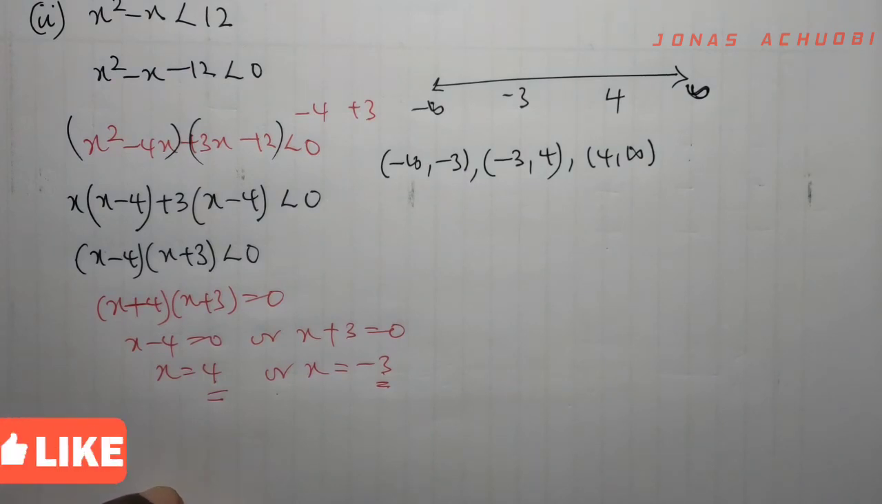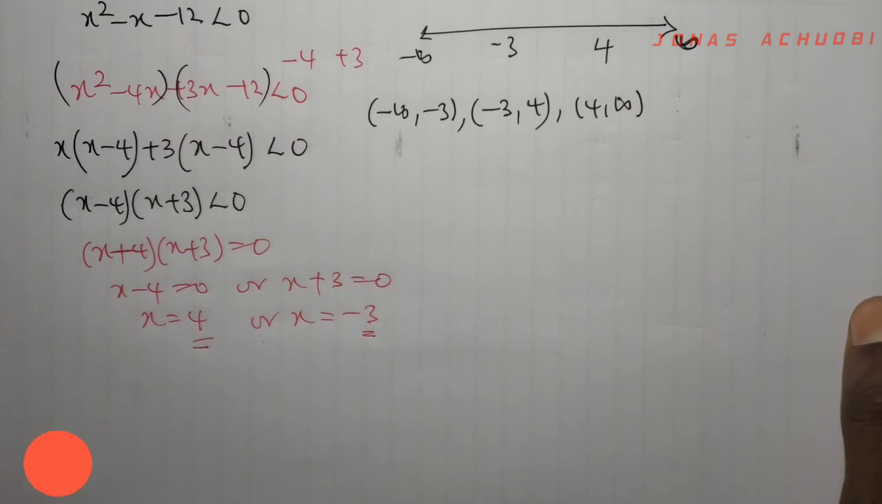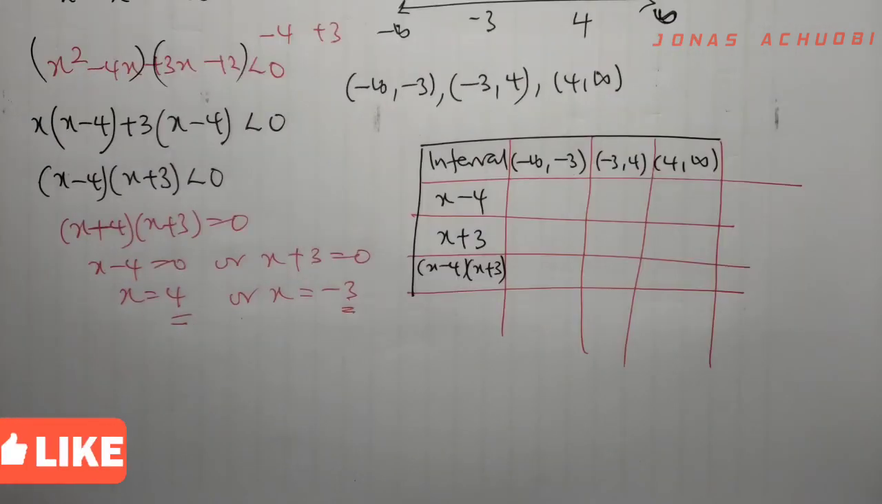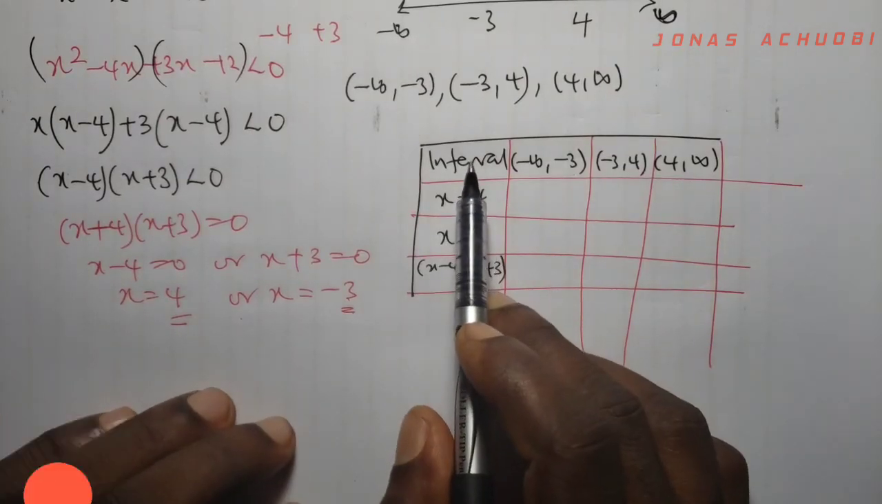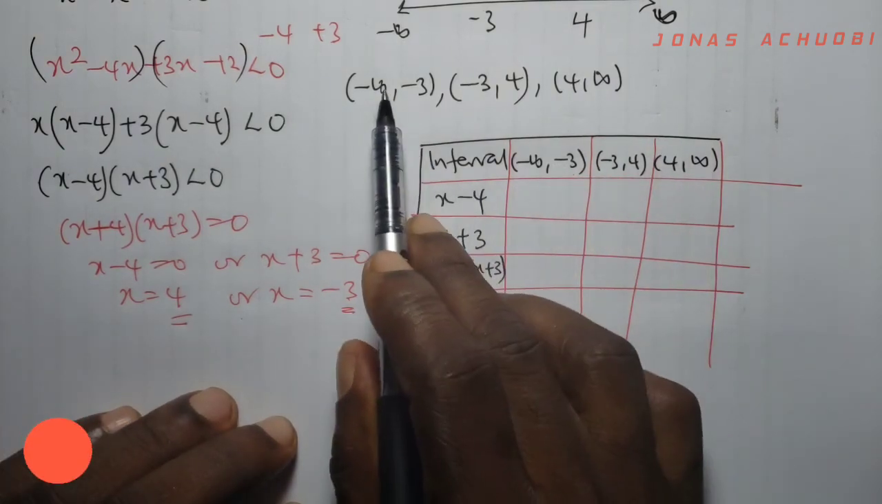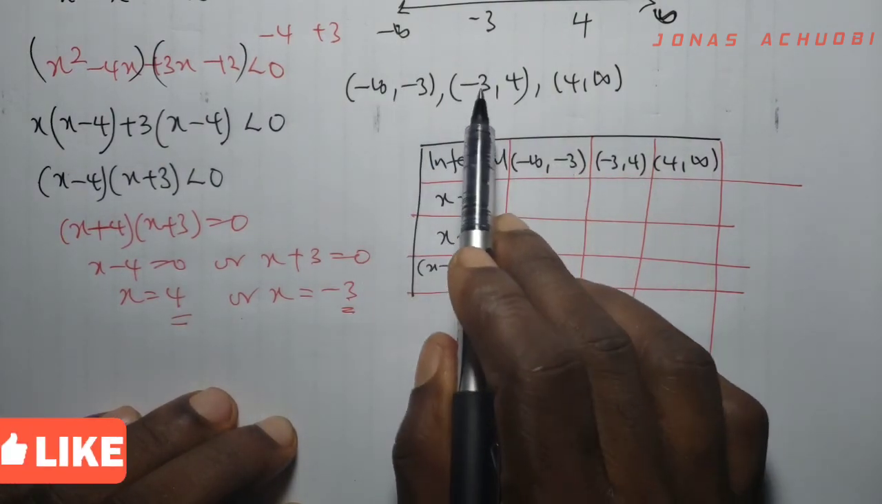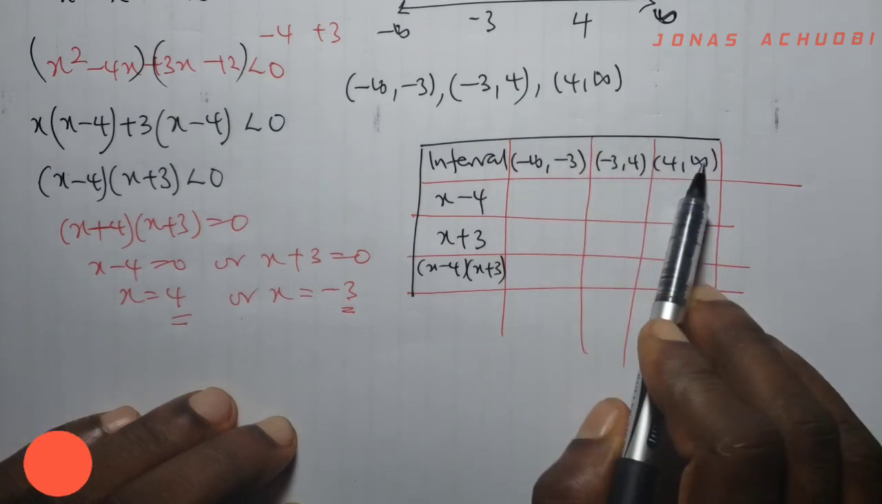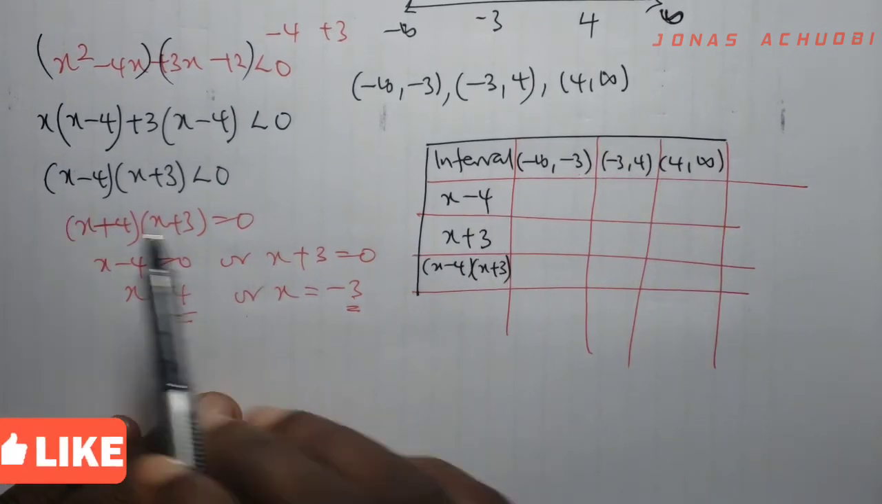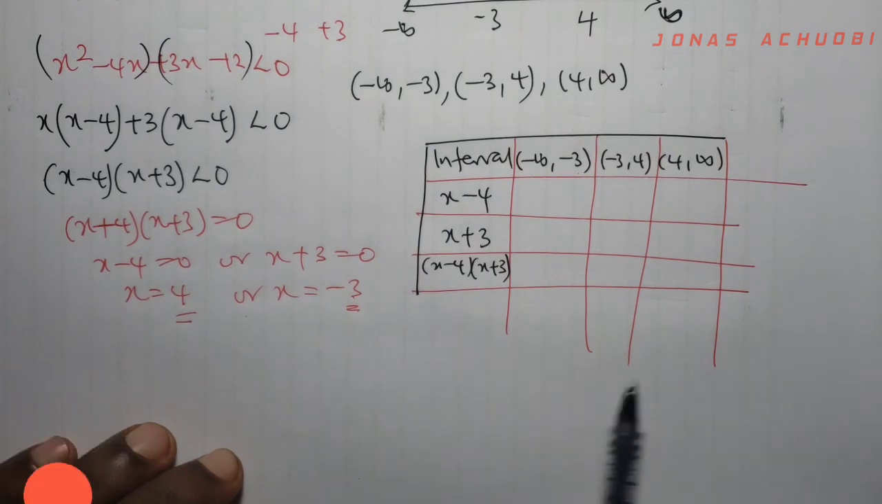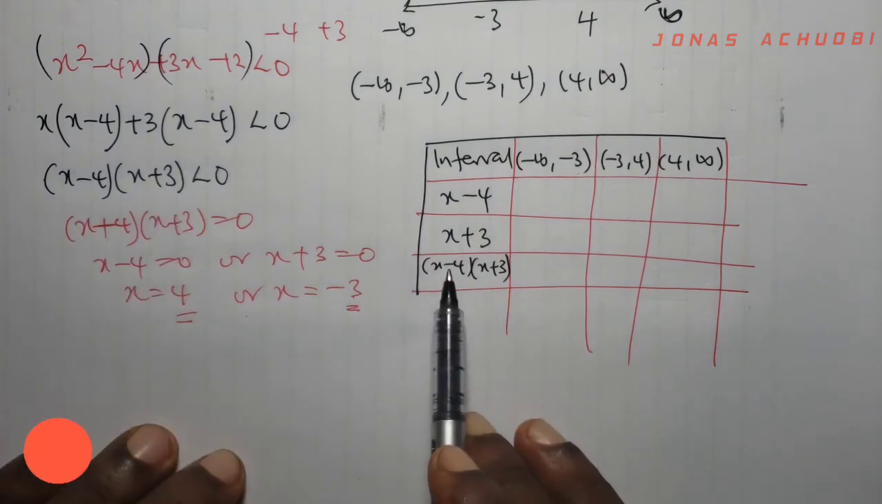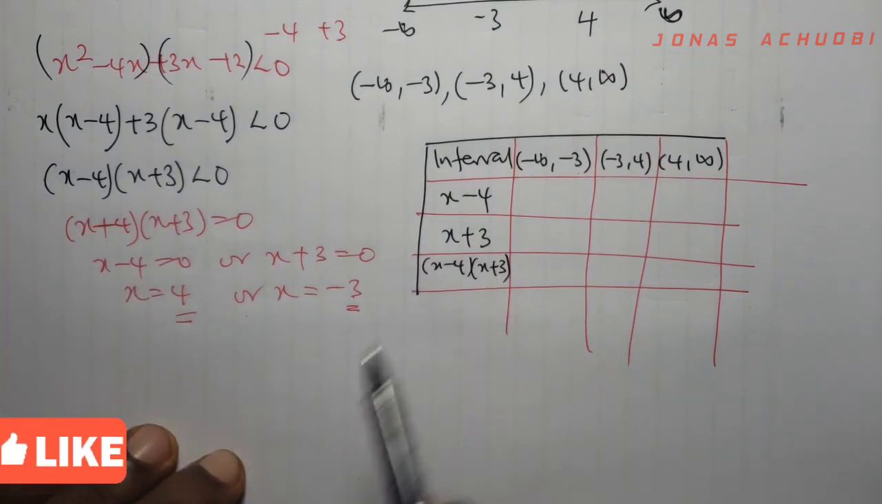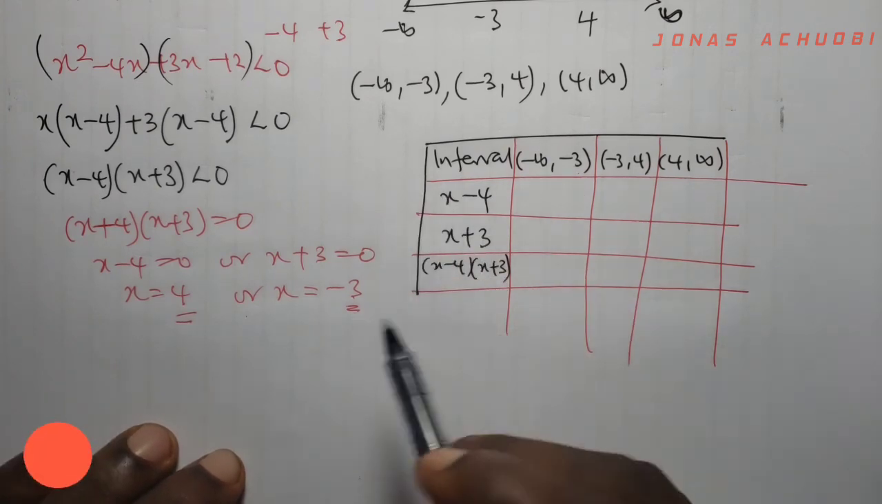The next step says you should create a sign line to show where the expression in the inequality is positive or negative. We now do that using the kind of table we used in the previous example. So we have our intervals, and there are 3 intervals here. First one is minus infinity to minus 3, minus 3 to 4, and 4 to infinity. And the factors we have are here: x minus 4, x plus 3. And of course, our product is x minus 4 times x plus 3. So we now check what happens on these intervals.